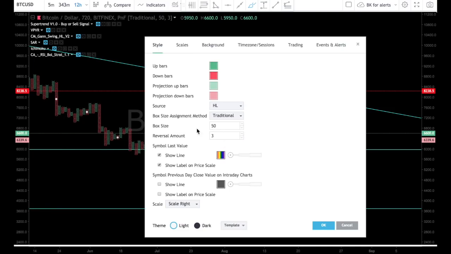So that would mean, on a box size of 50, for every $100 move, it would start making a new column for you. Conversely, if you put a reversal amount of 4, for every $200 move, if your box size is 50, that's when it would start the next column. So that's the way you set up your point and figure chart on TradingView, and we'll wrap it up there.